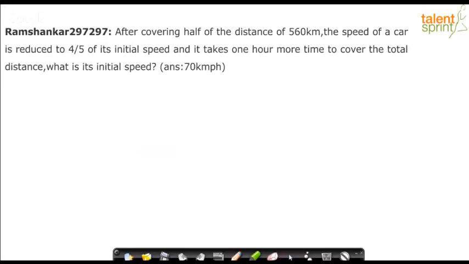Looks like Ramshankar is totally gone when it comes to time and distance. After covering half of the distance at 560 kilometers, the speed of a car is reduced to 4/5 of its initial speed. And it takes 1 hour more time to cover the total distance. What is the initial speed? Ramshankar, this is quite similar to one of our previous questions. In fact, the first question posted by you was quite similar to what you have here now, right? So we remember we had used that fractions method. If speed has reduced by 4 by 5, then time should increase by how much? Calculate that and accordingly simplify it. So I'll not be taking it up. You can solve it yourself using what we have discussed in that question.